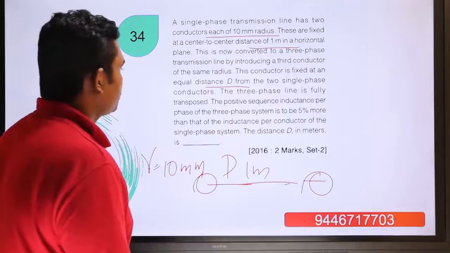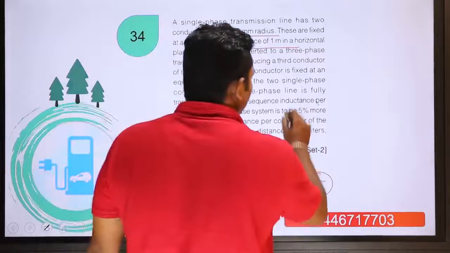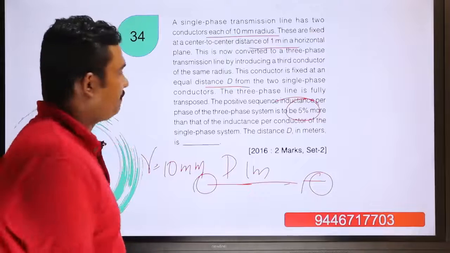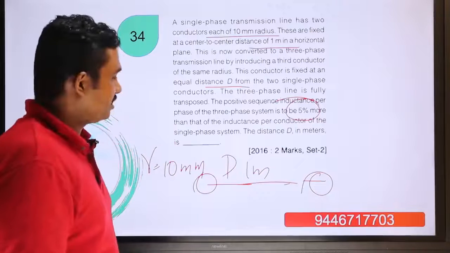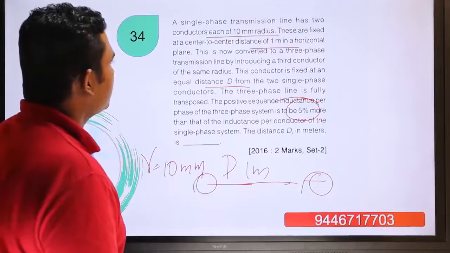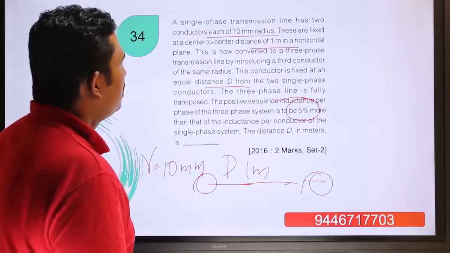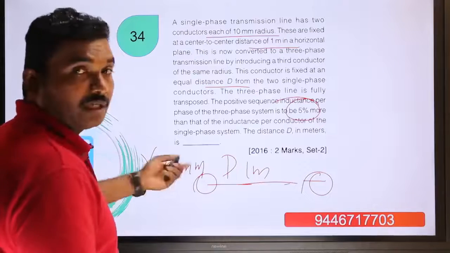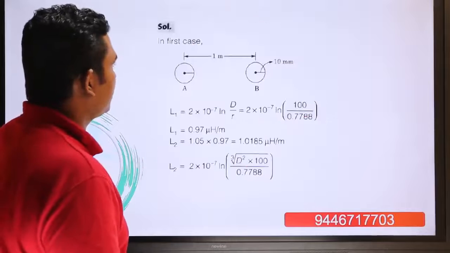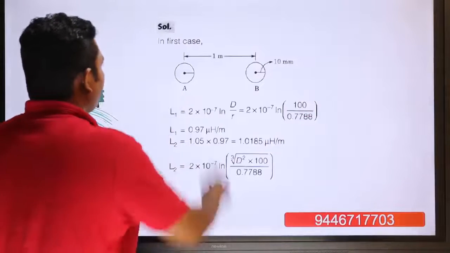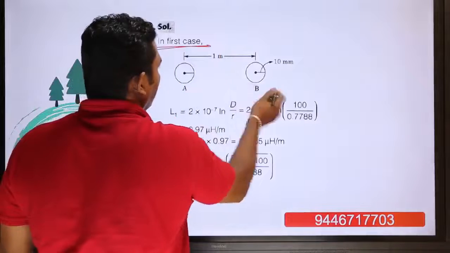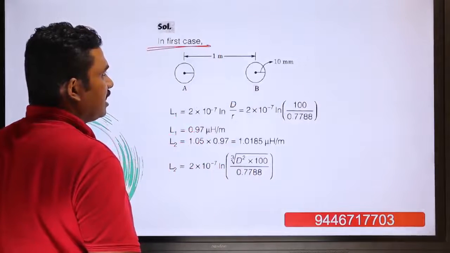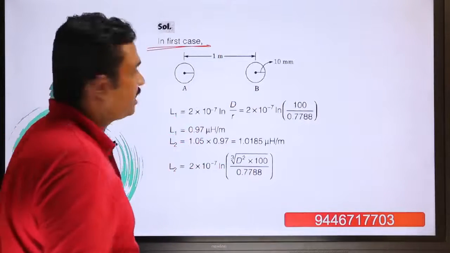The positive sequence inductance per phase of the 3-phase system is to be 5% more than that of the inductance per conductor of the single phase system. So the distance d in meters is to be found out. We will have to find the difference between the first arrangement and the second arrangement. The first case is a single phase system, with A and B separated by 1 meter distance and each of radius equal to 10 mm.